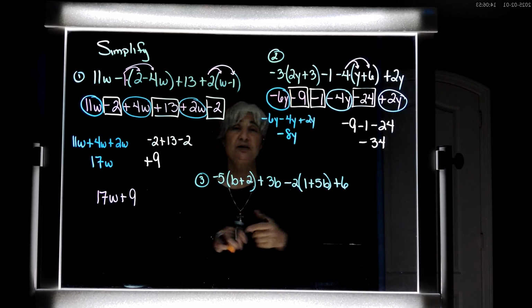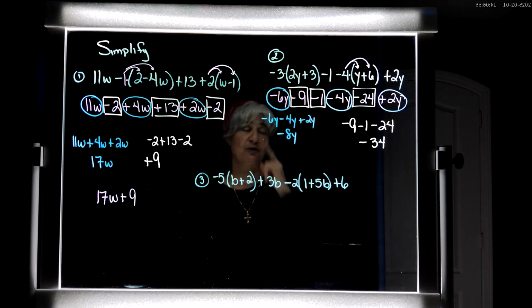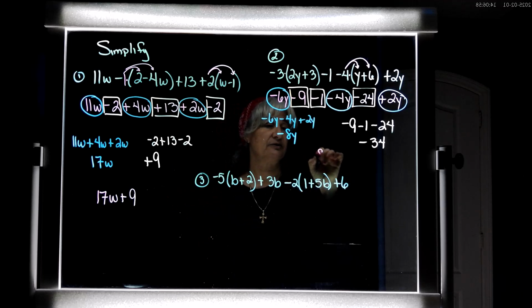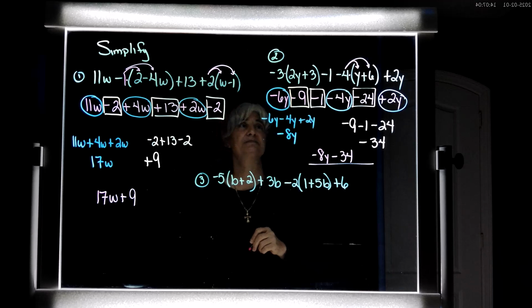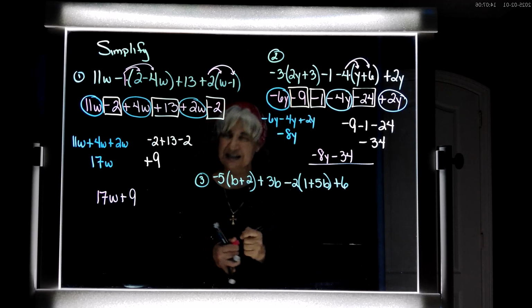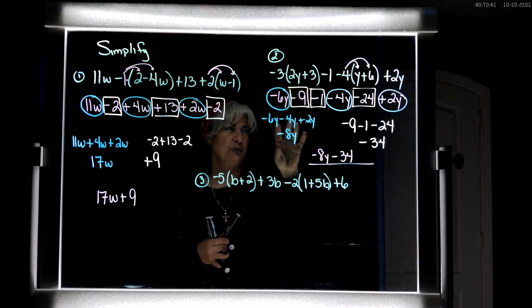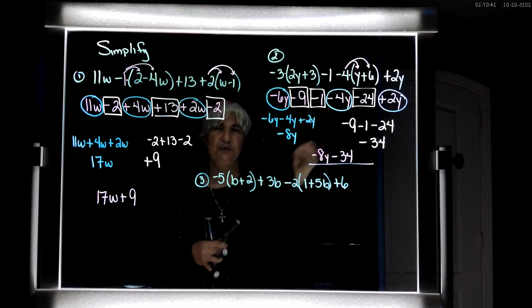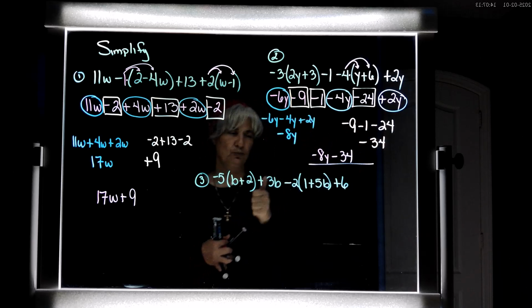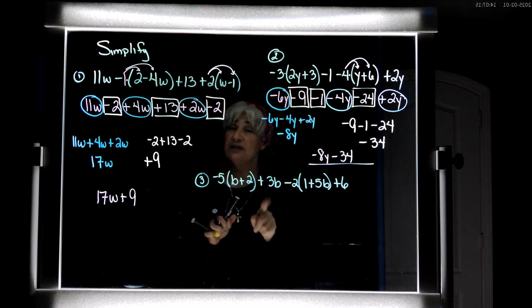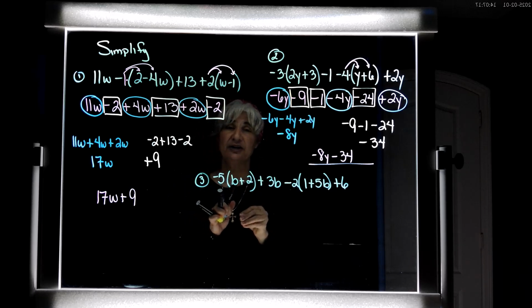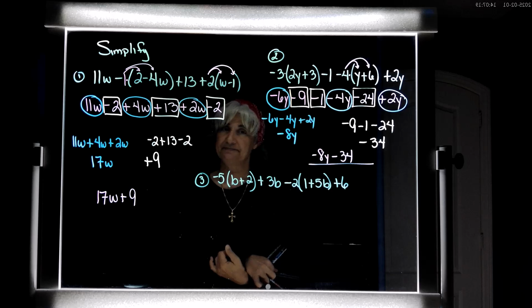Okay, you're ready to put the two answers back together for one answer. So you have a negative 8y minus 34 for this particular problem. How are we doing? Is this making sense? Does it help to kind of separate them out and then put the two answers back together? Wonderful. Okay, if you didn't do this problem yet, pause the video here and come back when you're done.